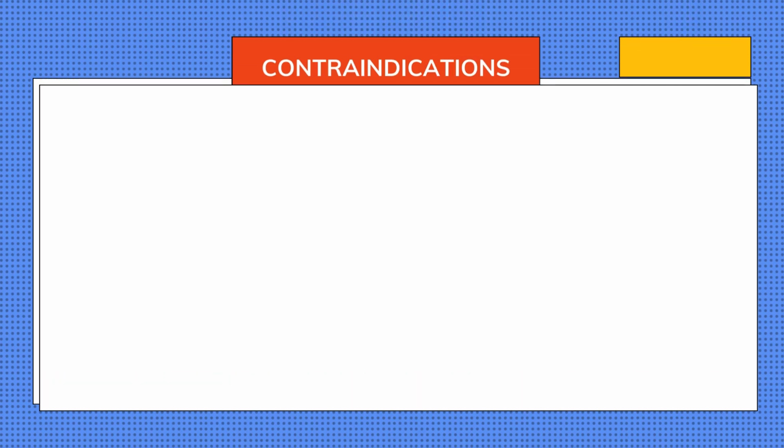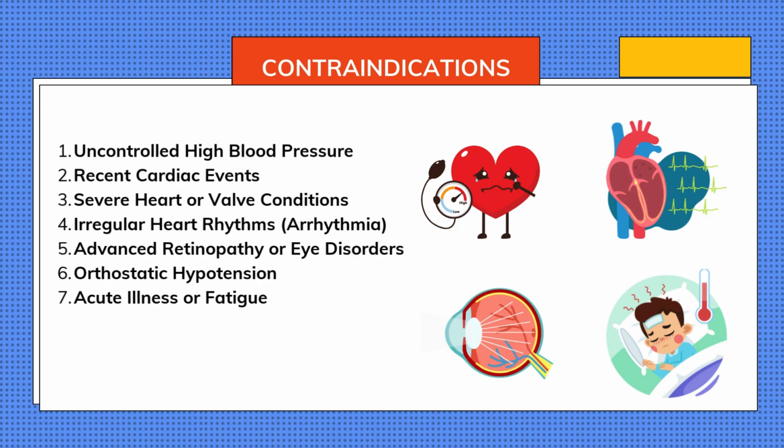Contraindications for exercise. Uncontrolled high blood pressure. If your blood pressure exceeds 180/110 mmHg, engaging in exercise can pose serious health risks. Recent cardiac events. Avoid physical activity if you've had a recent heart attack, stroke, or cardiac surgery unless approved by your doctor. Severe heart or valve conditions. Conditions like severe aortic stenosis or unstable angina make exercise unsafe without close medical supervision.